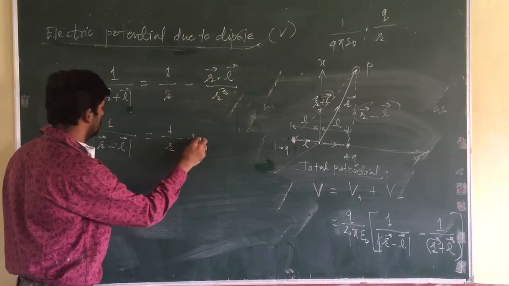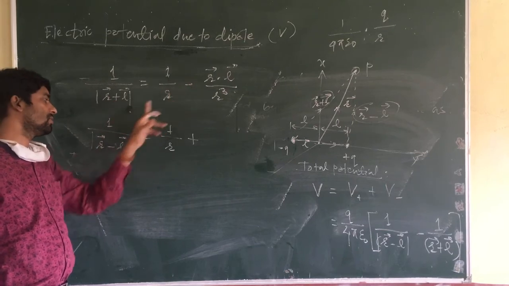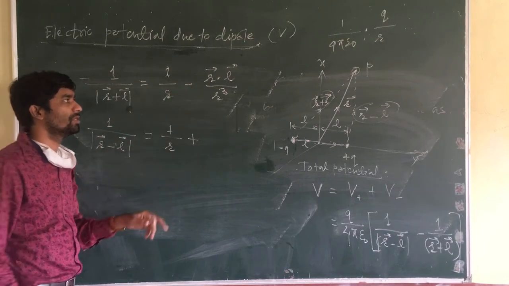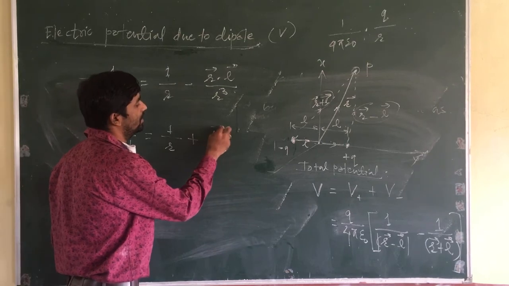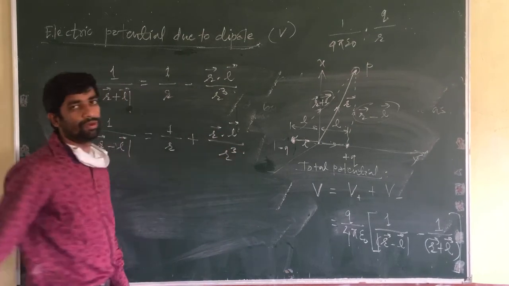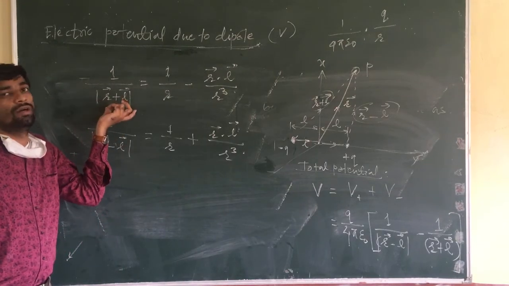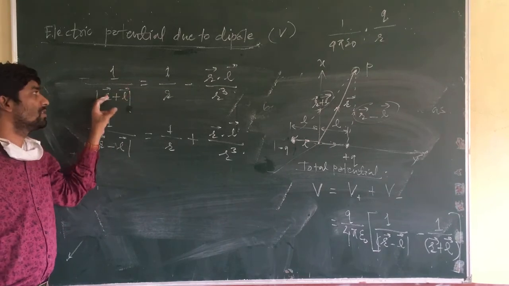Here it is plus, okay. If there is a positive sign, there will be a negative sign. If there is a negative sign, there will be a plus. This will be R vector dot L vector divided by R cube, okay. If you want to write how this expression comes, you have to solve this part.